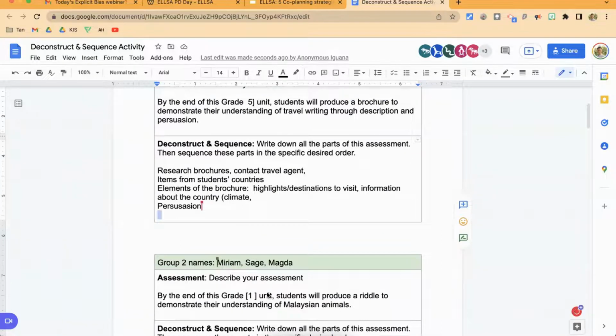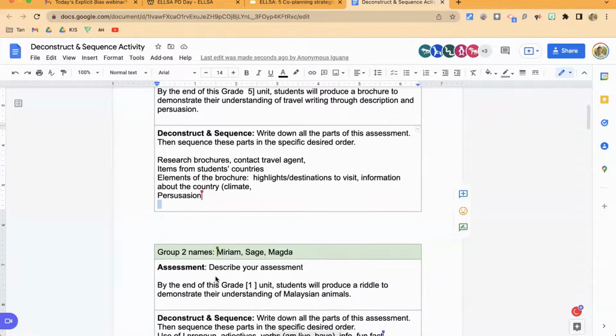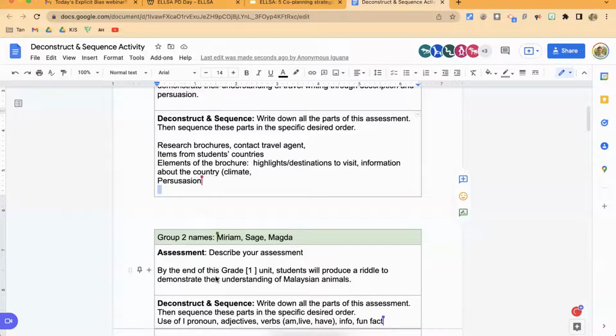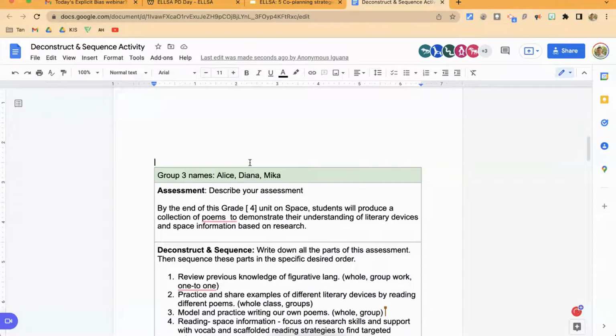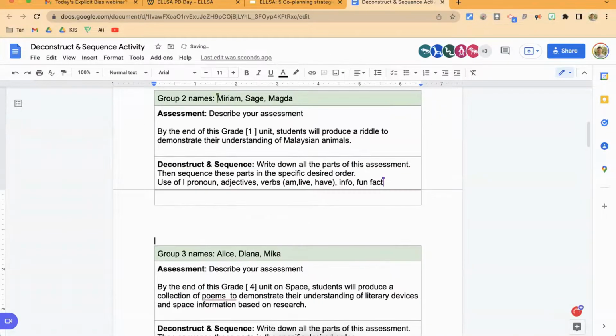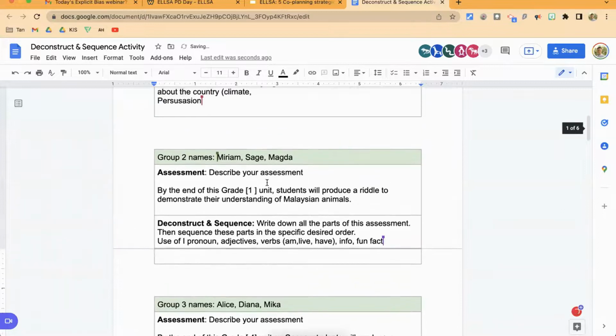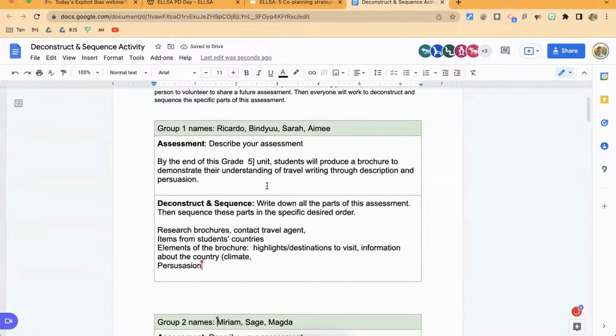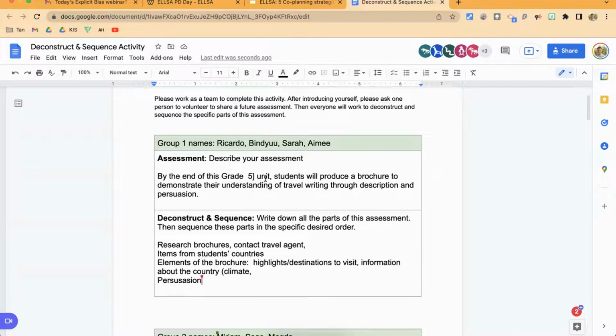Okay, welcome back, everybody. You can feel free to mute your mic. This is wonderful. Let me share with you the work that I saw just now as I was working. I didn't go into any of your groups because I could see that you were working in the small groups here by looking at your document. Let's look at Ricardo, Binju, Sarah, and Ivy's work.